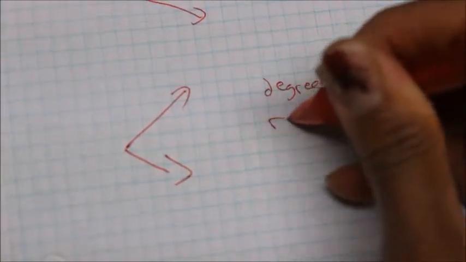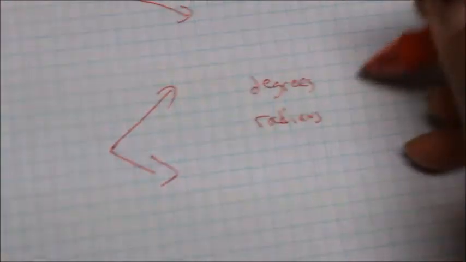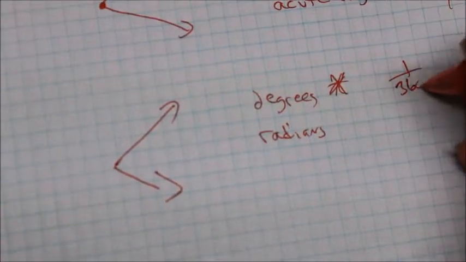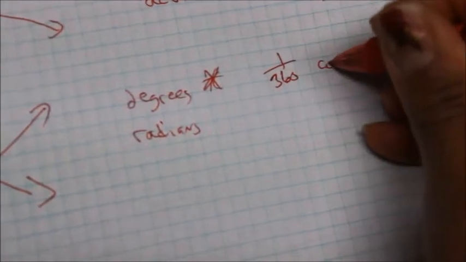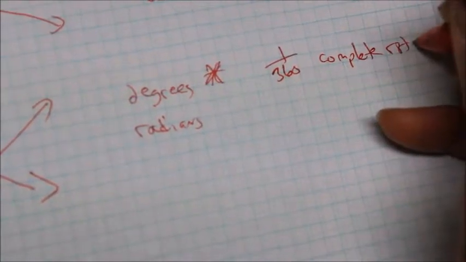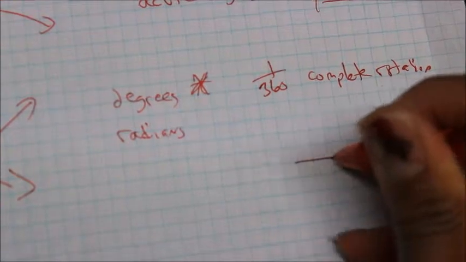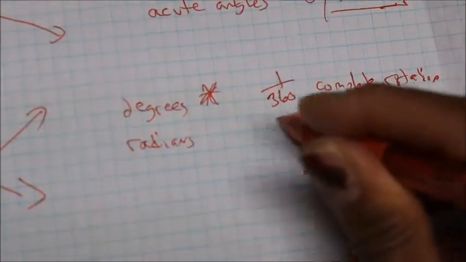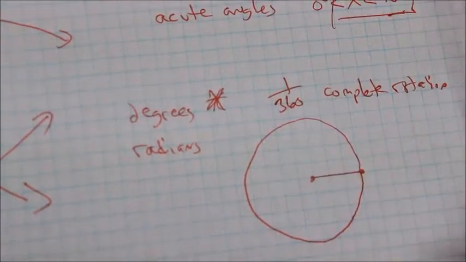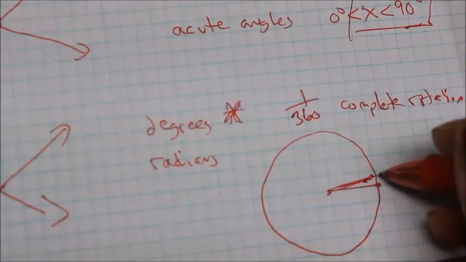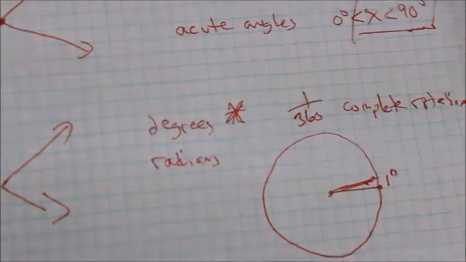We usually measure angles in degrees or in radians. We are going to focus on degrees. So basically the definition of a degree is 1/360th of a complete rotation. If we were to start here and rotate all the way around in a circle, that would be a complete rotation. We divide this rotation into 360 equal parts, and we call that 1 degree.